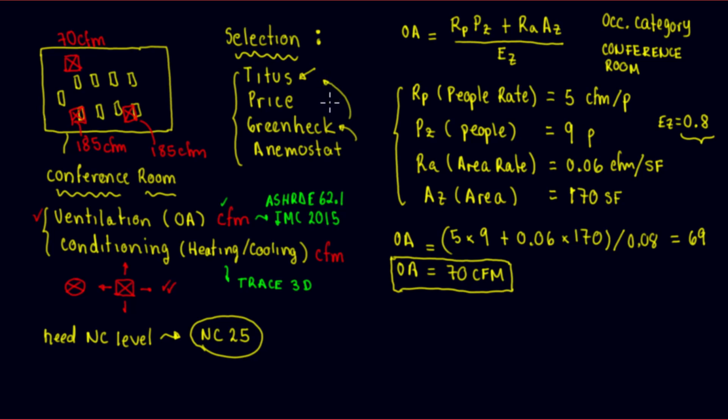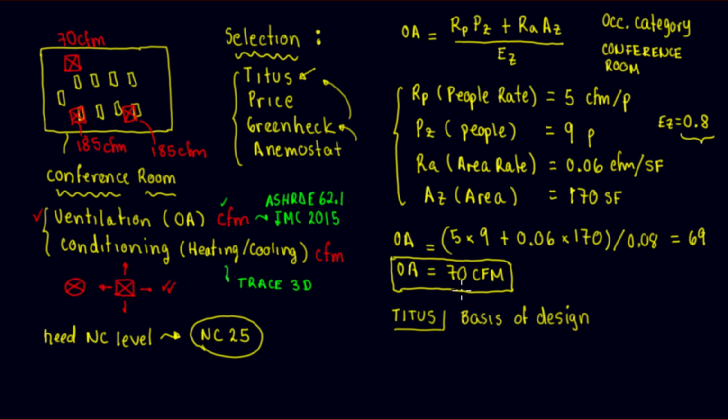So that's the process. In this case, we're going to go for Titus, since this is one of the first videos that we're making. Titus is our basis of design. We're going to call it basis of design. And then how do you select your 70 CFM based on Titus?